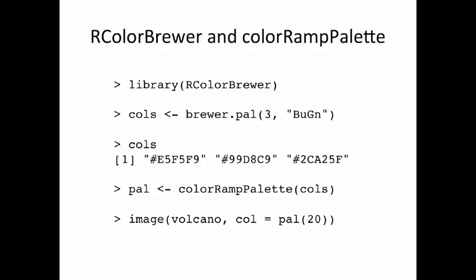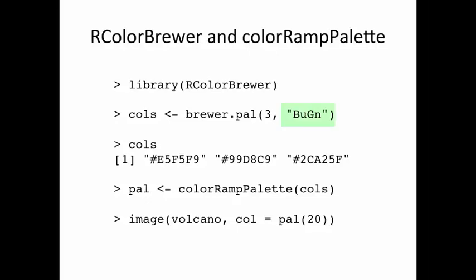So the RColorBrewer package can be loaded into the library. After you install it using the install.packages function, you can do library(RColorBrewer). And then the brewer.pal function is really the only useful function in the package. And it takes two arguments. The first argument is the number of colors that you want for your palette. And this is usually small. It'll be 2, 3, or 4. You don't need that many blotches on your palette for the primary colors.